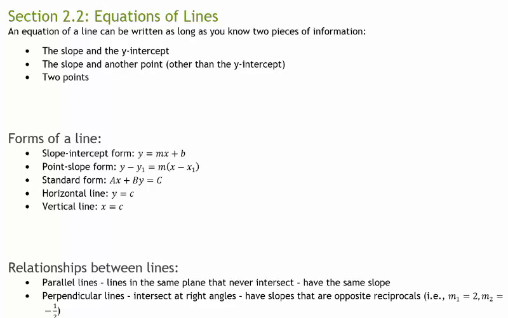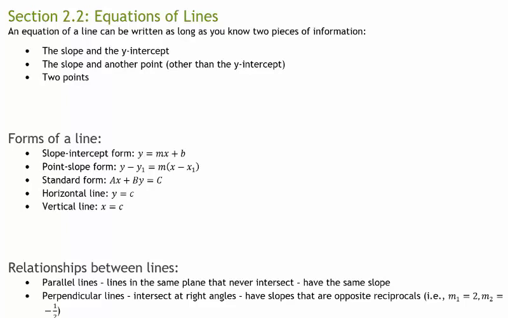In this section, we're also going to look at equations of lines that we can graph. An equation of a line can be written as long as you know two pieces of information, just like if we draw a line, all we need to know are 2 points on the line. A few things that we could use as criteria are the slope of the line, which is how slanted the line is, and the y-intercept, which is where the line crosses the y-axis.